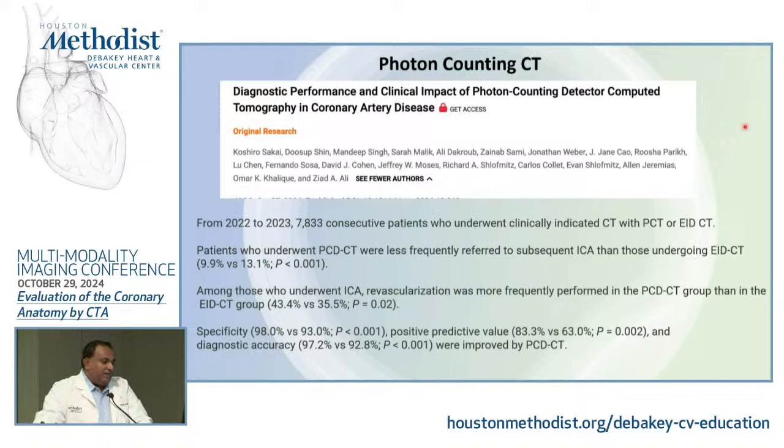Patients who underwent the photon counting CT were less frequently referred to cardiac cath lab because it's supposed to be more accurate, 9.9% versus 13.1% with the older scanners. And among those who were referred to cath, revascularization was more frequently performed in the group that had photon counting CT done, meaning that these were true lesions, not false positives. And the specificity, positive predictive value, and diagnostic accuracy are all better with photon counting CT. Sensitivity 98% versus 93%, positive predictive value 83% versus 63%. So this is the big improvement because that's what we struggle with when the calcium score is very high.